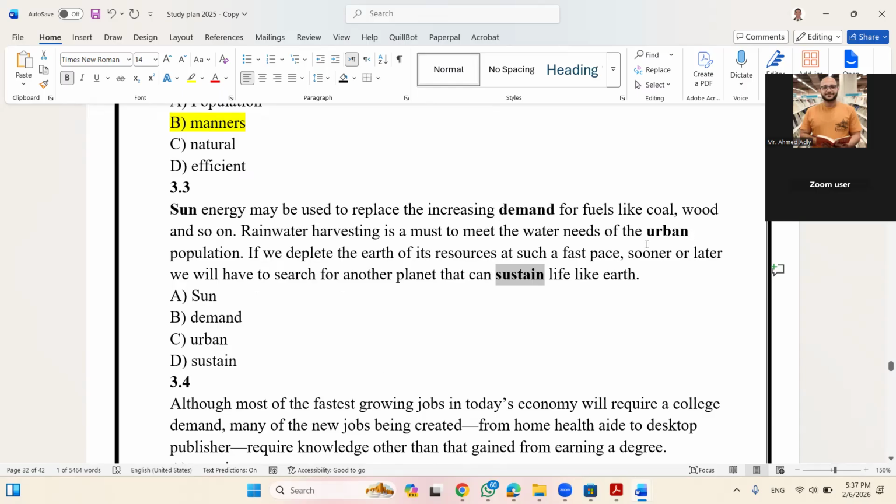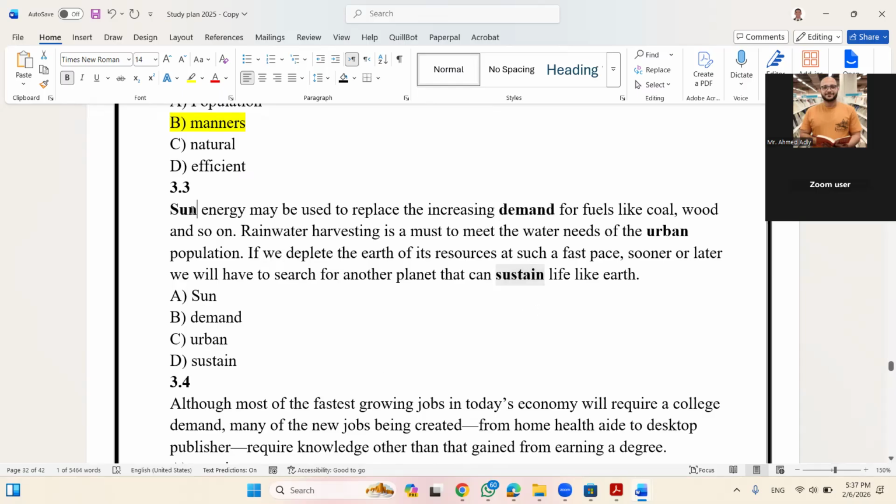This one is good. Sustain, here. Sustain: protect, and help something continue. Sooner or later, we will have to search for another planet that can sustain life. Of course, all the scientists are trying to find life on Mars, to find a planet that can sustain life like Earth. So far, the planet Earth is the only planet that can sustain life. The problem is clear here.